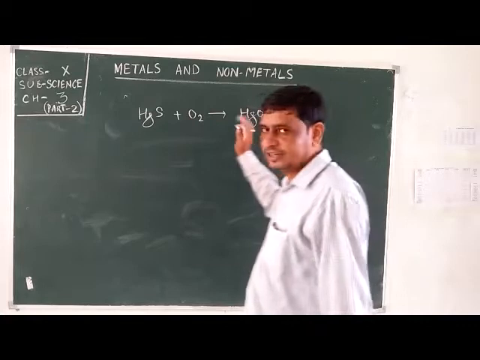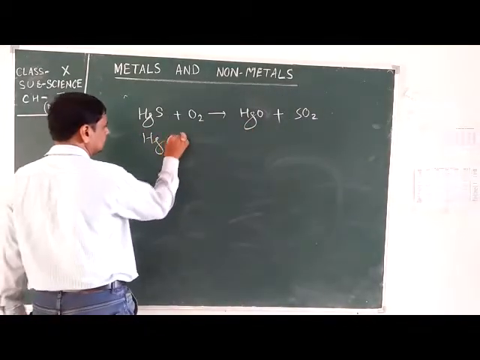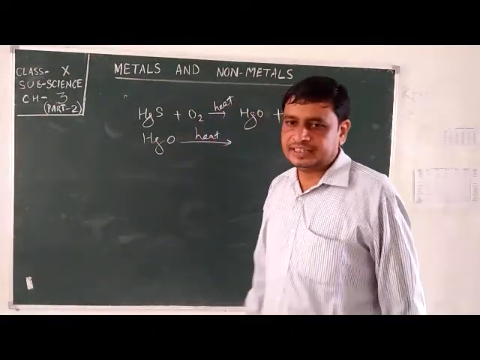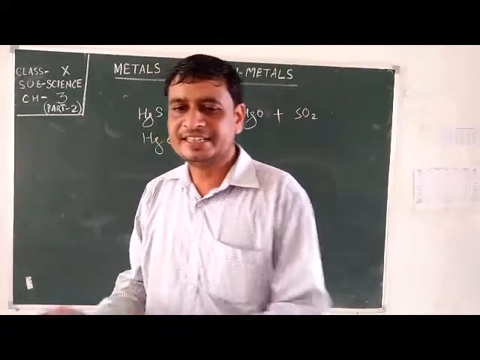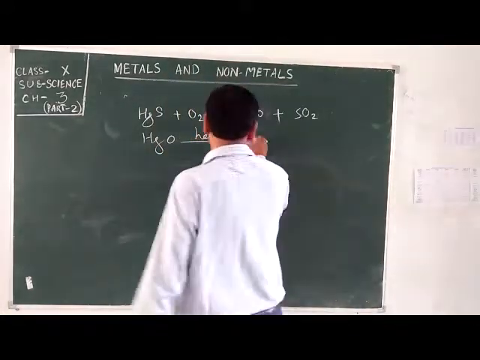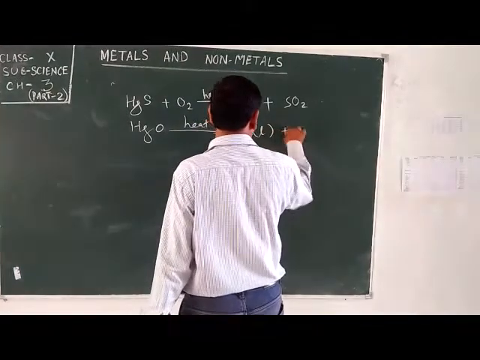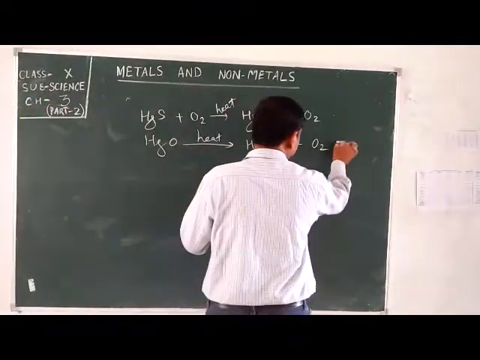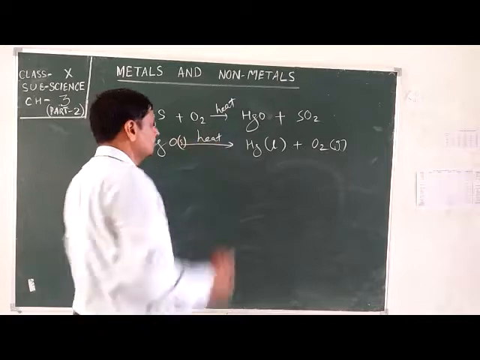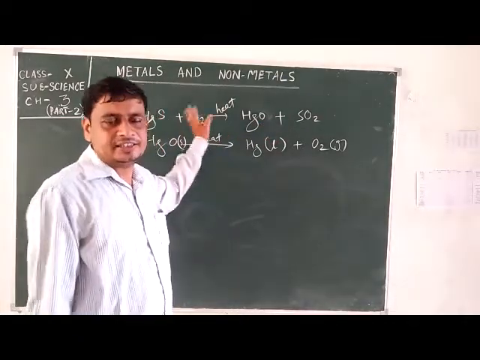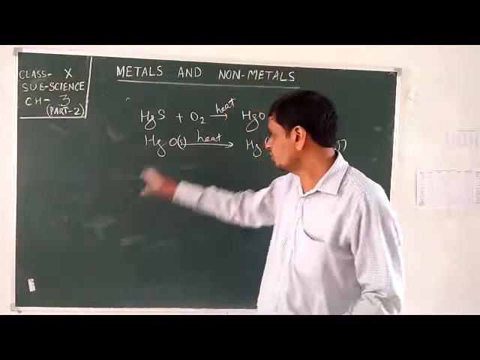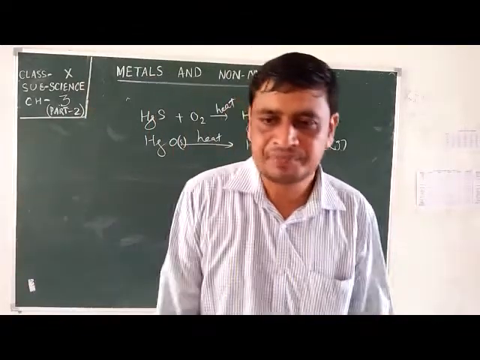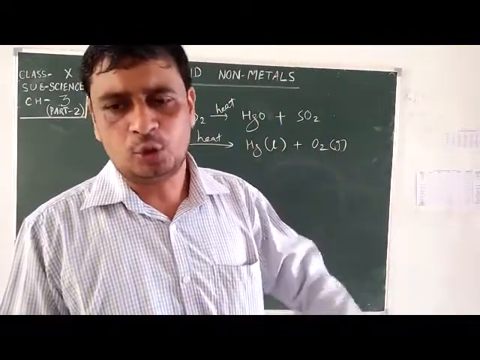When we heat this mercury oxide again, we get mercury and oxygen separately. Here, mercury is in liquid state and oxygen in gaseous state. The mercury oxide in the reaction is in solid state, and when we heat this solid mercury oxide, we get mercury in liquid state and oxygen in gaseous form. This happens for metals low in the reactivity series.